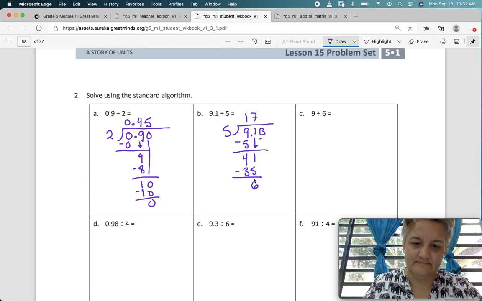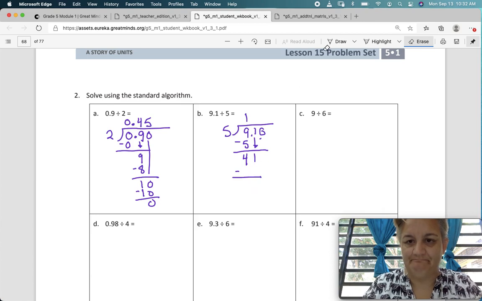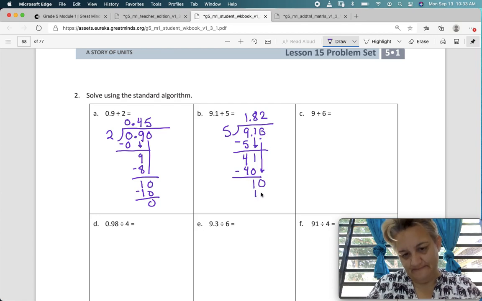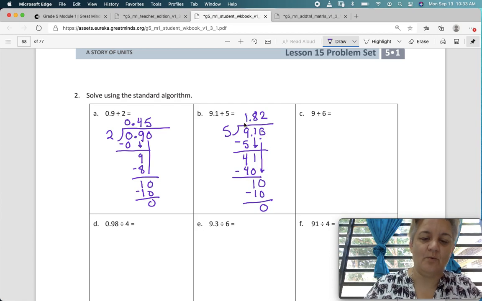Wait a minute. I'm sorry. I did that wrong. Hope you caught it. 5 goes into 41 8 times. 8 times 5 is 40. There we go. That's better. With 1 left over. Bring down the 0. Now I have 10 hundredths. 5 into 10 hundredths goes 2 times. 2 times 5 is 10. And with 0 left over. So I have 1 and 82 hundredths is my answer.